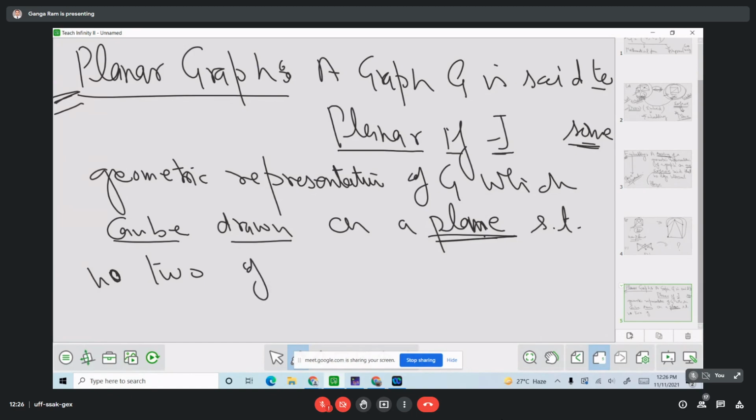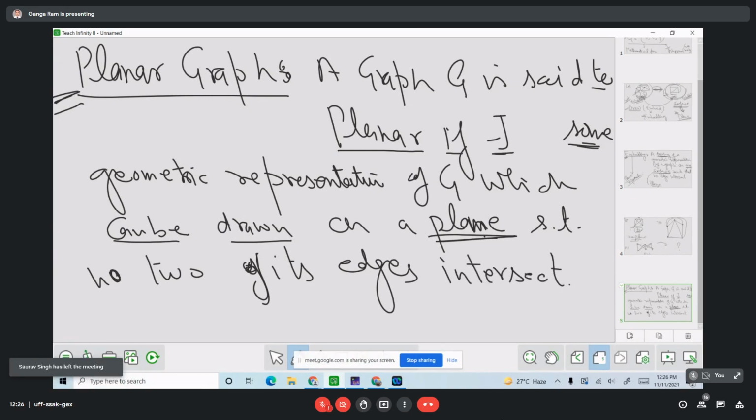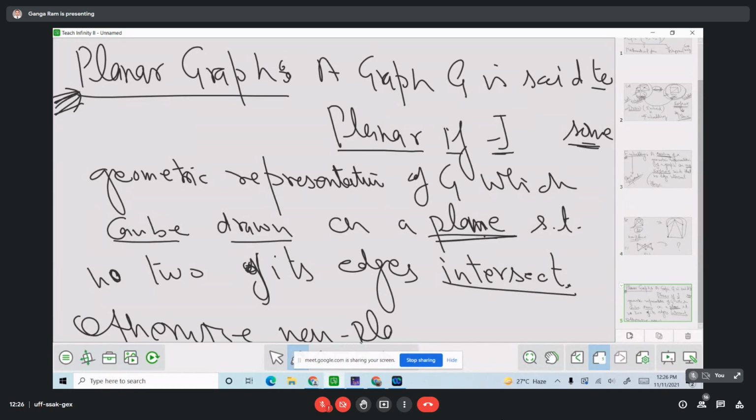no two of its edges intersect. Okay, so basically this definition is given in the book. And if the graph is not planar, then it is called non-planar. Okay, otherwise non-planar.